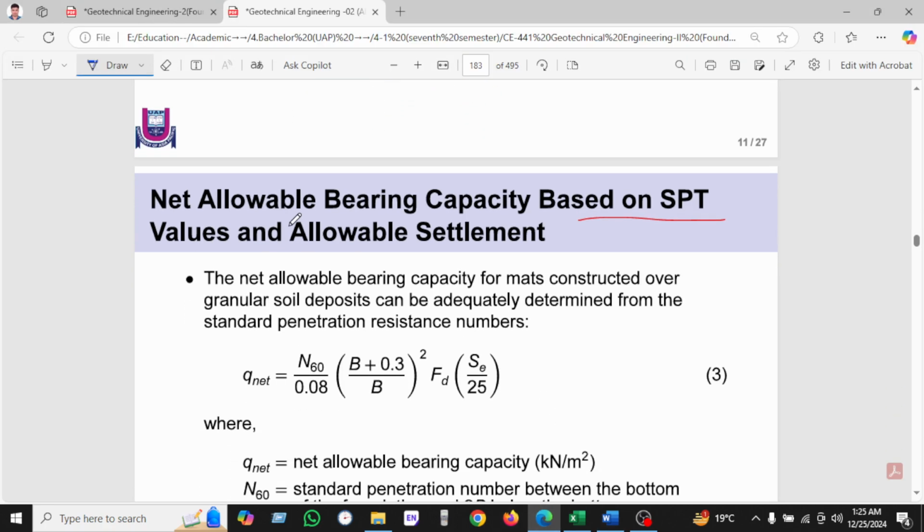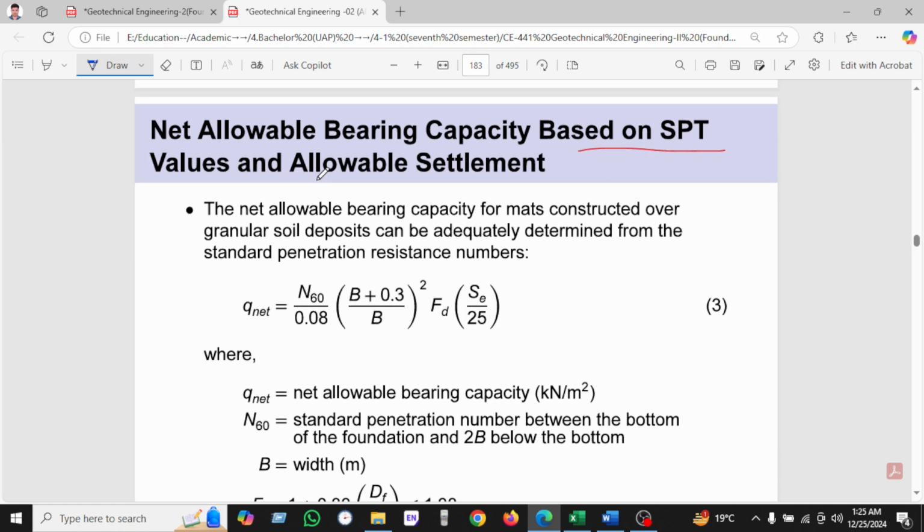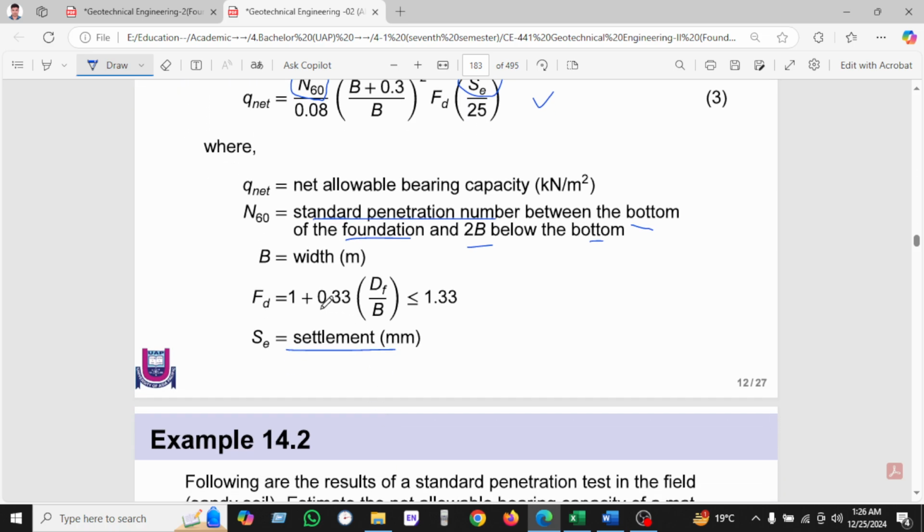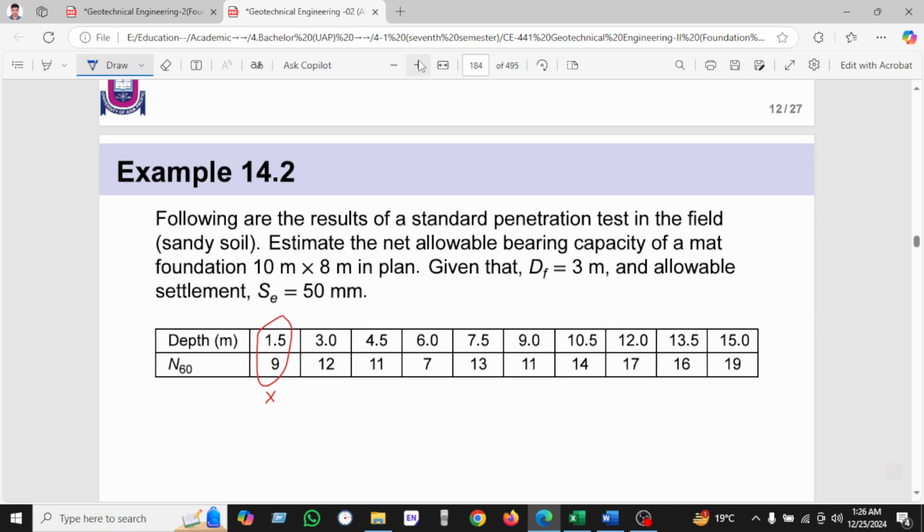So we can see here the net allowable bearing capacity based on SPT and allowable settlement. So here is the allowable settlement. The net bearing capacity of a mat constructed over granular soil depends on the adequate determination of the standard penetration resistance number. N60 is just the SPT or standard penetration number between the bottom of the foundation and 2B below the bottom, where B is the width of the foundation. In this equation, S equals settlement. So you can see here S is the settlement, and Fd is given here, which is less than 1.33.